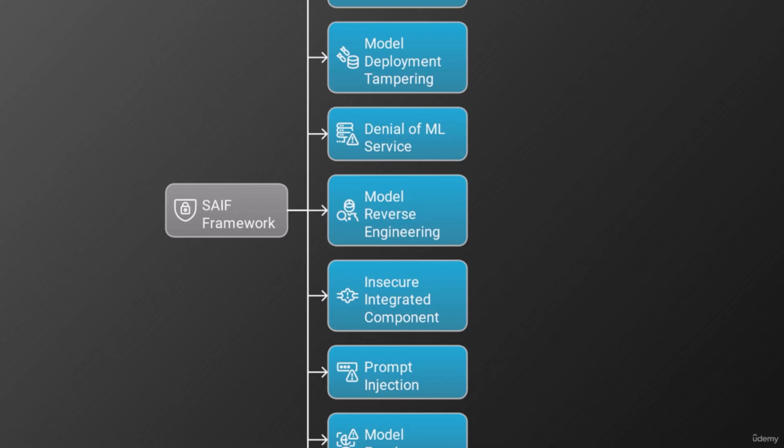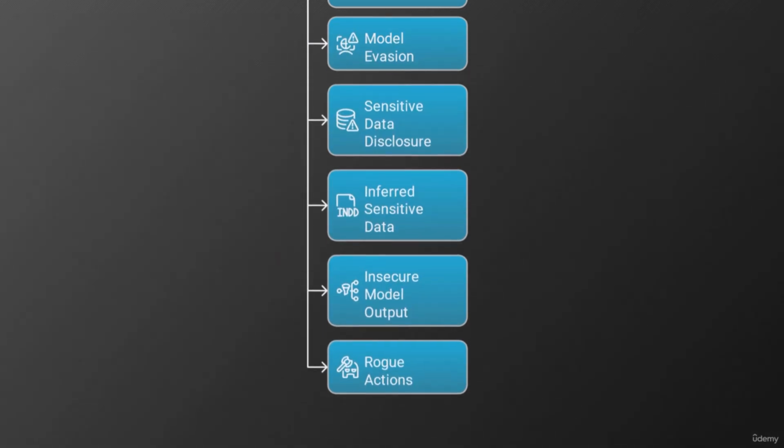Denial of ML service. Specially crafted inputs are used to consume excessive resources, leading to system slowdown or even full service outages. Model reverse engineering. By analyzing input and output patterns, attackers can reconstruct the model or extract sensitive design details, putting intellectual property at risk. Insecure integrated component. Vulnerabilities in external components, like plugins or APIs connected to the model, can be exploited to compromise the system. Prompt injection. Malicious prompts manipulate the model into ignoring its original instructions or performing unintended, potentially harmful actions.